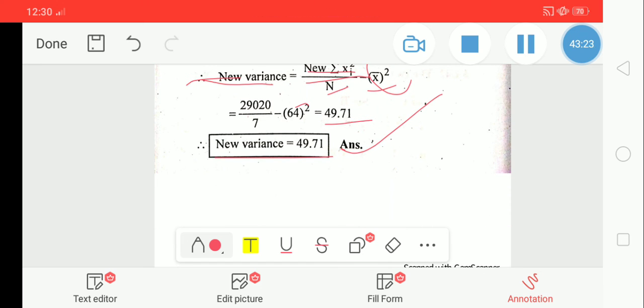Now our unit 5 statistics is completed, and our syllabus is also completed. Now we stop here. In the next lecture we will do the revision of units 1, 2, 3, 4 and 5.